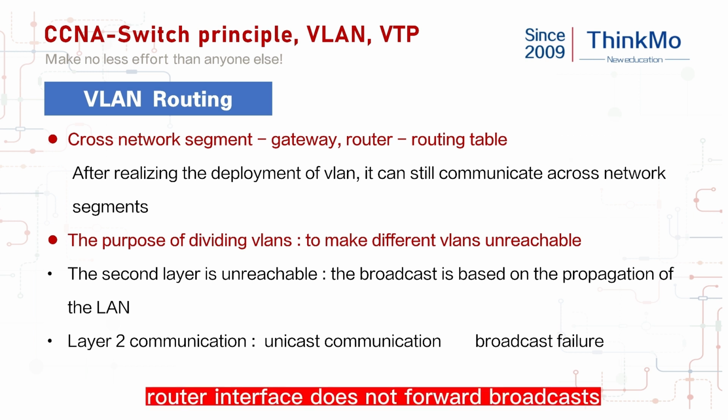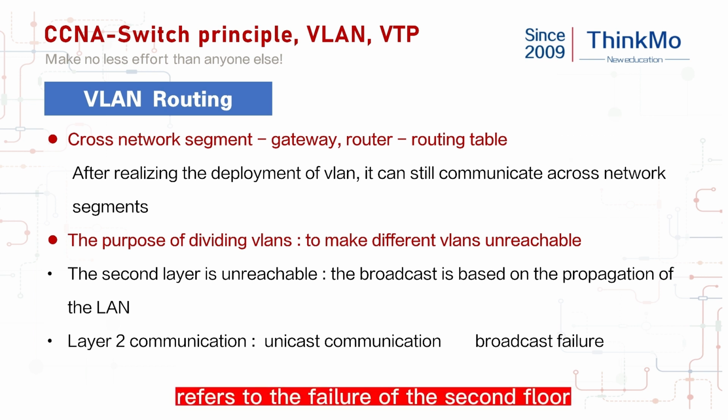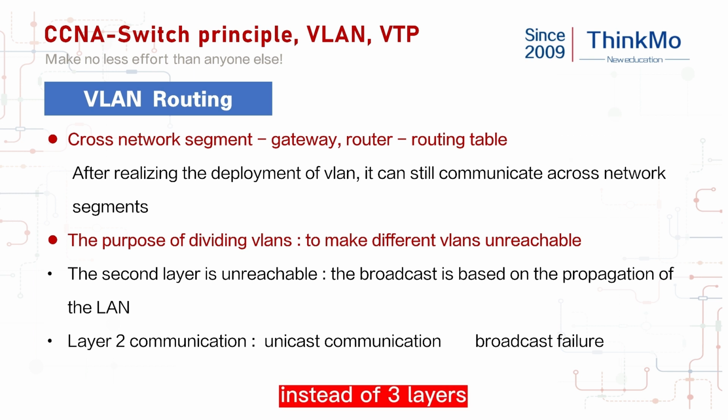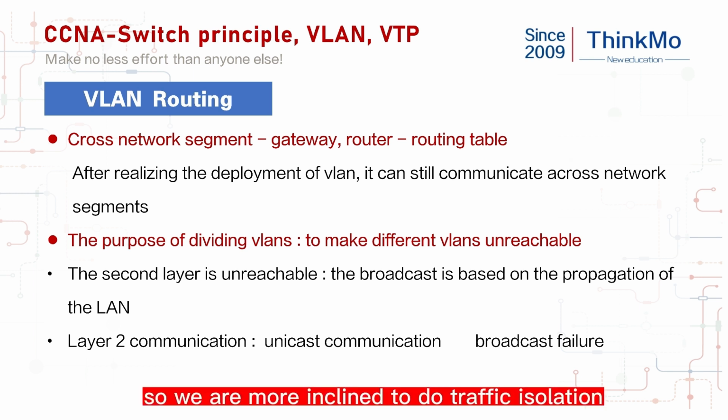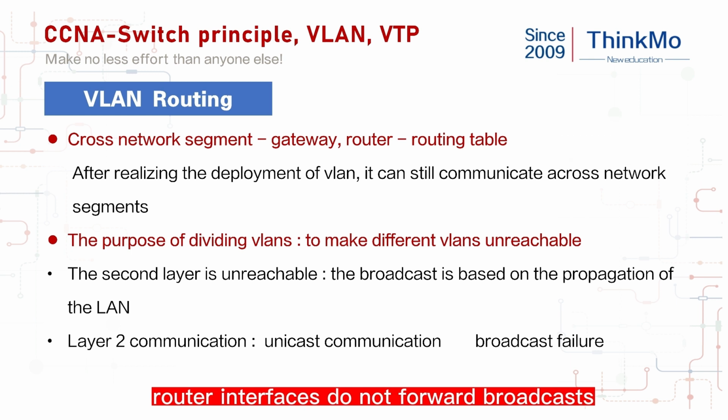Router interfaces do not forward broadcasts. So strictly speaking, VLAN refers to the isolation of the second layer, instead of the third layer. So we are more inclined to do traffic isolation for the second layer, and broadcasts actually spread based on the LAN. Router interfaces do not forward broadcasts.